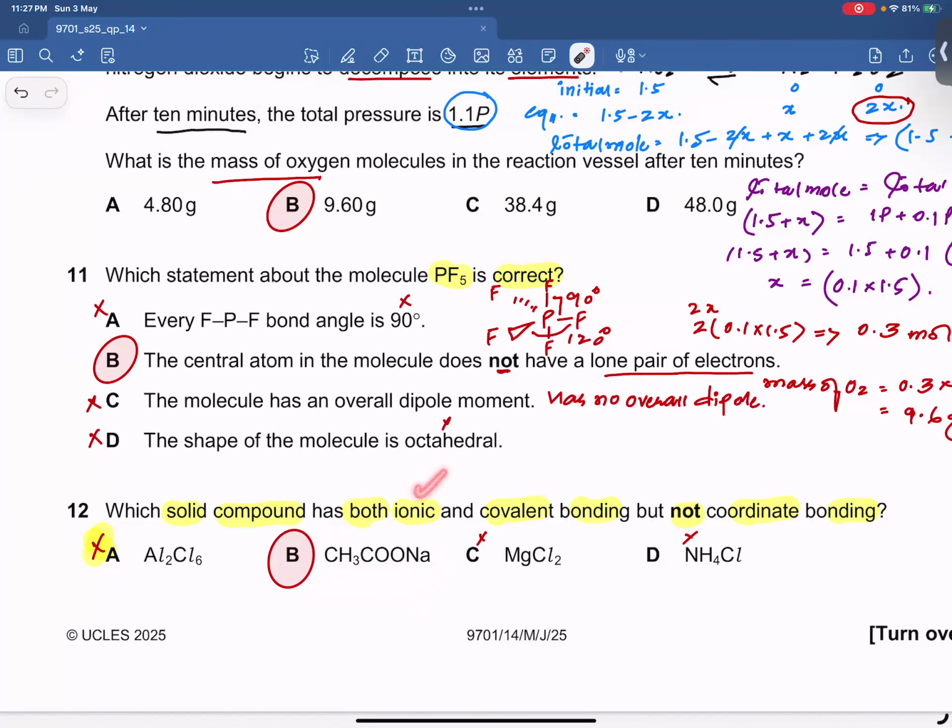Ionic bonding कैसे है? Because oxygen has negative charge and sodium has positive charge, which means clear-cut negative positive charges has electrostatic attraction, and therefore electrostatic attraction indicate that it has an ionic bonding also, okay?